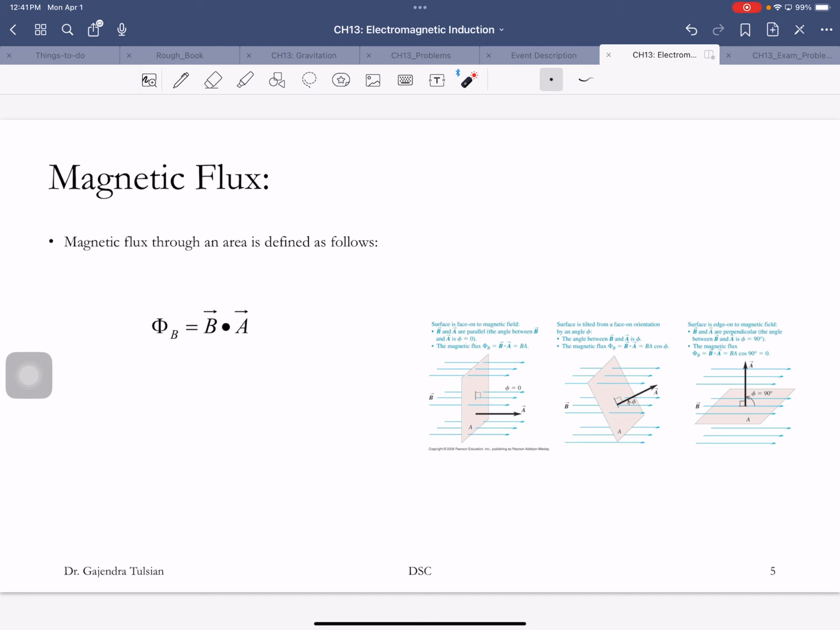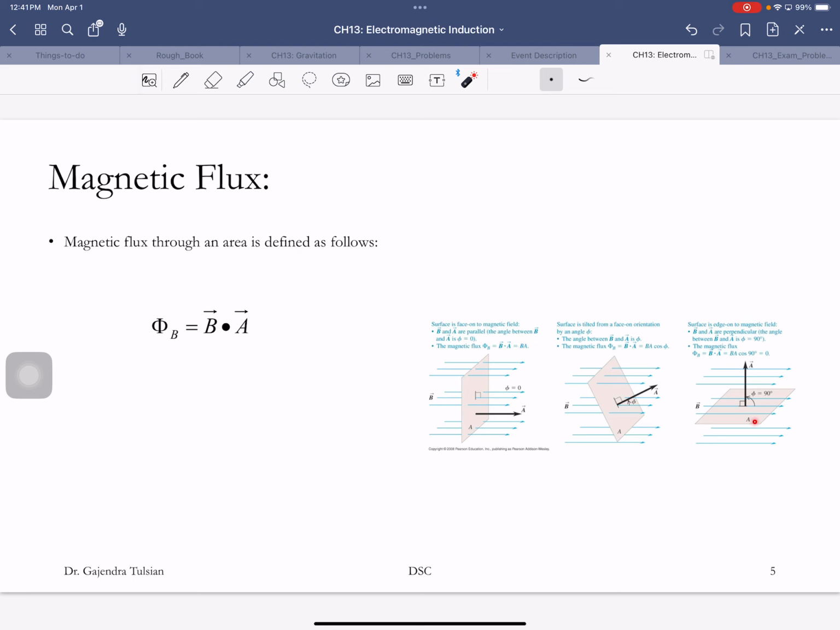All right, so in preparation for it, we'll define something called magnetic flux. You can think of magnetic flux as roughly the number of field lines threading an area. So if the field lines are perpendicular to the area, the magnetic flux is just the strength of the magnetic field times the area. You can think of that as how many lines are threading this.